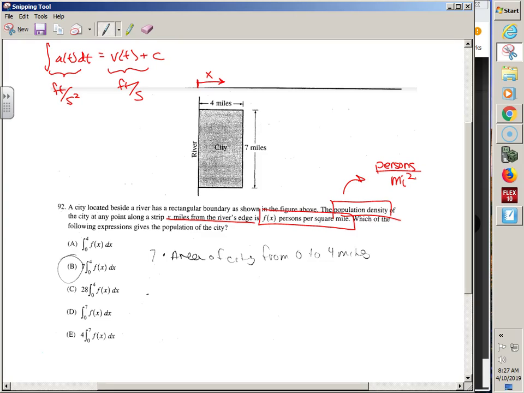Which of the following expressions gives the population of the city? What units do they want if they want population? Persons, right? People? I'm just using persons because they used it there. Whatever. Okay, fine. Persons. They want how many people? The population. I don't care about the per miles anymore.